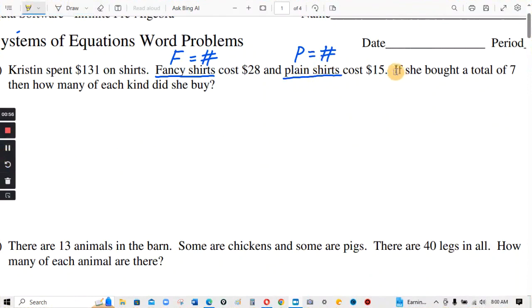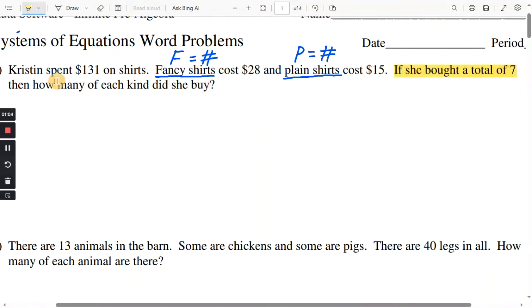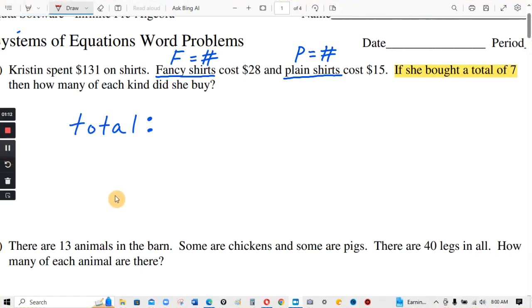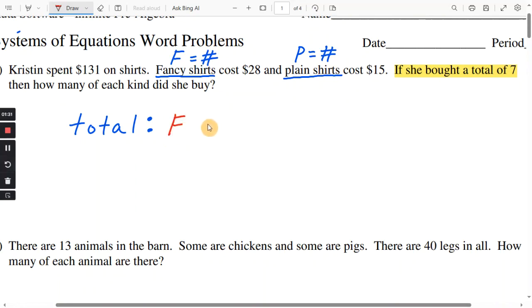Now, I'm going to highlight something here. We're going to be building 2 equations, but I want to highlight this sentence. If she bought a total of 7, she bought a total of 7 shirts. So, please pause and try to write an equation based on the total number of shirts. If F is the number of fancy shirts and P is the number of plain shirts, and she bought a total of 7, that's going to be F plus P equals 7.